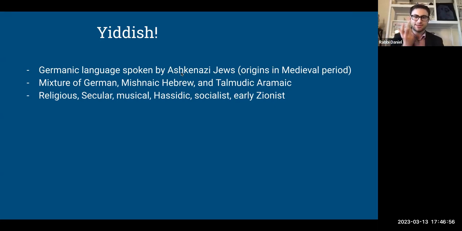And Yiddish was the language of Jewish cultural influence, especially in Eastern Europe, but even in Western Europe until the mid-1800s, which we'll talk a little bit about in a second. And so this was the language that all of the wider communal discussions were happening in, right? It didn't make a difference if you were religious, secular, right? There was a lot of music and theater that was written in Yiddish.